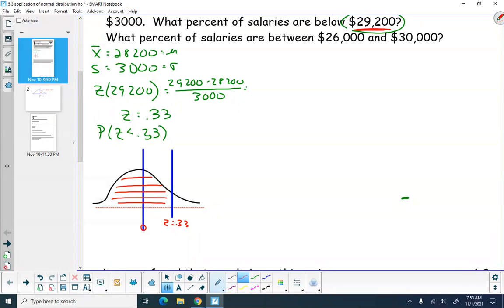Our table value, Rachel, for 0.33 is what? What'd you say? For 0.33? Not 3.3. 0.1293. So we have 0.1293. So my area here is 0.1293.